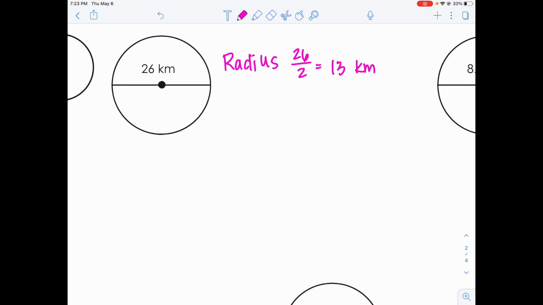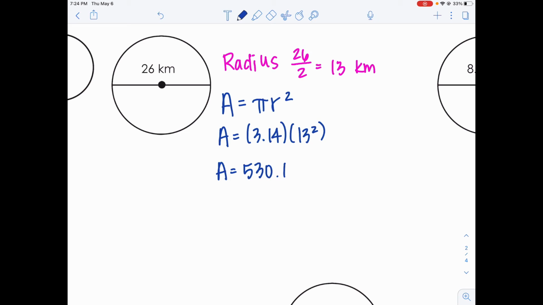Now we use our area formula to find the area of the circle. Area is pi times the radius squared. Area equals 3.14 times 13 squared. When I plug it into my calculator, 3.14 times 13 squared, I get that the area of this circle is 530.66 kilometers squared.